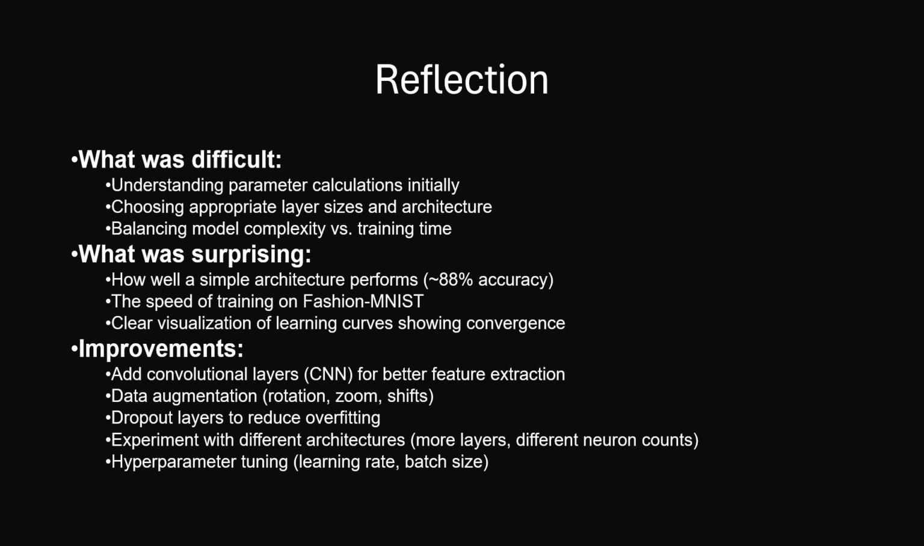And then as far as improvements, I think I could add convolutional layers for better feature extraction, data augmentation such as rotation, zoom, and shifts for better training, and dropout layers to reduce overfitting. I'd probably experiment with different architectures, such as more layers or just different neuron counts, and then hyperparameter tuning such as learning rate and batch size.